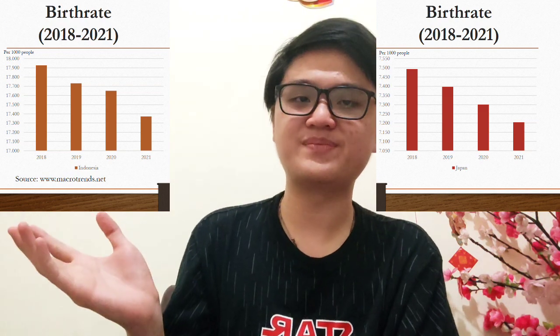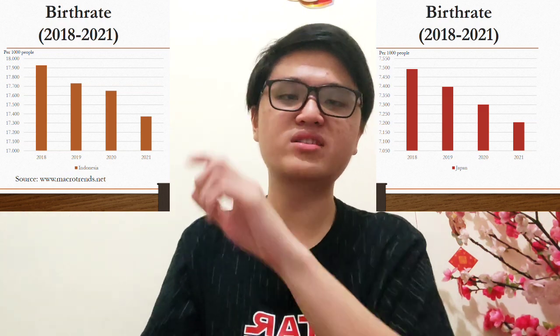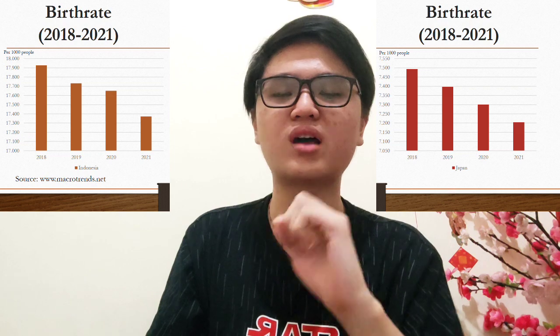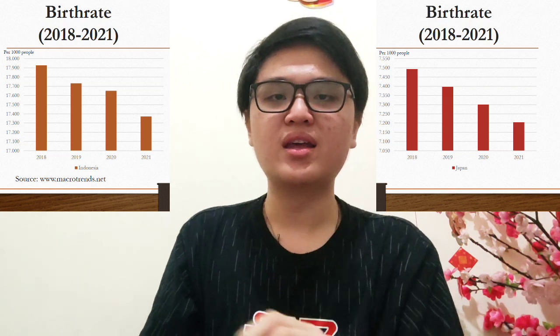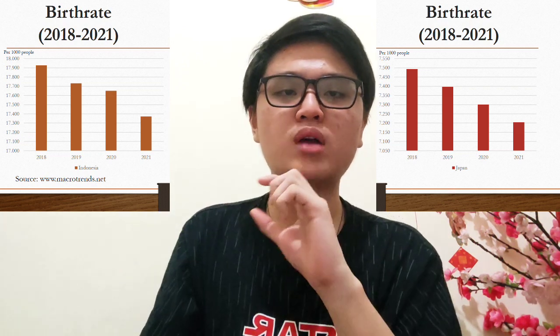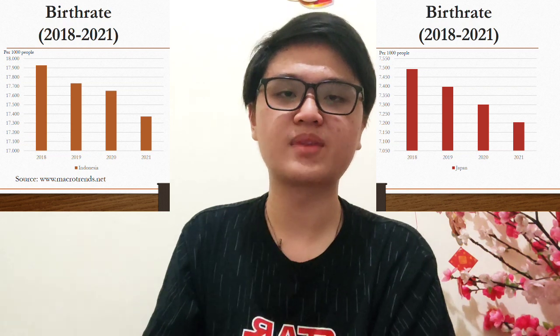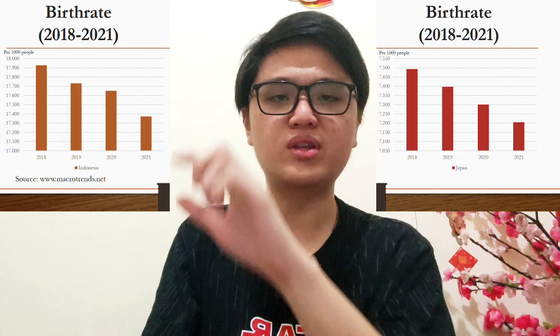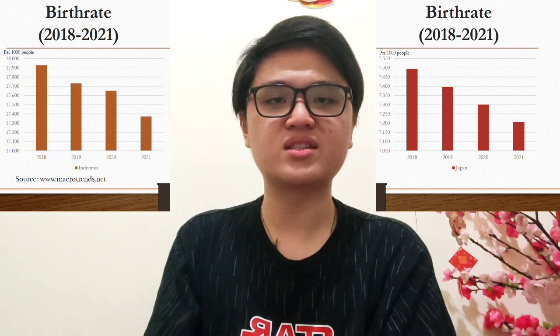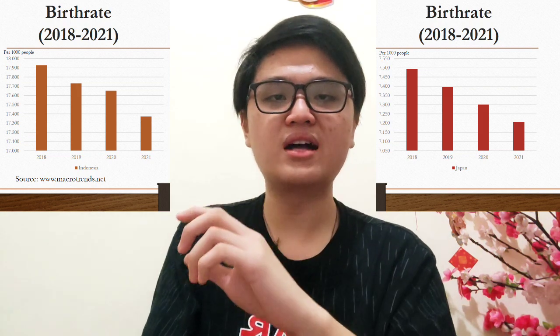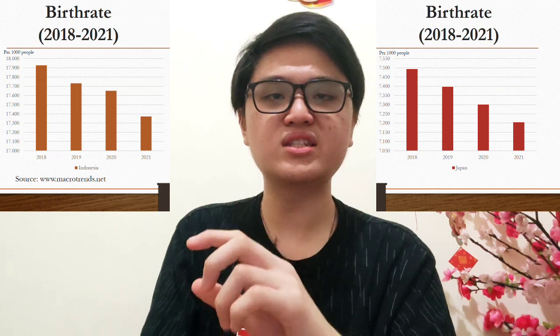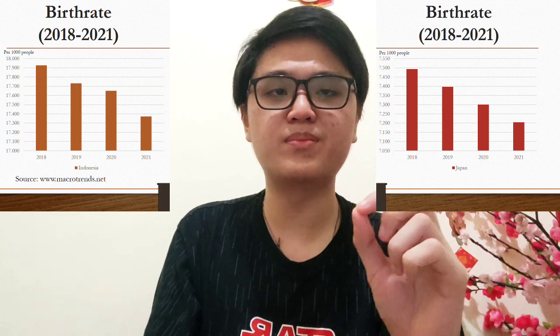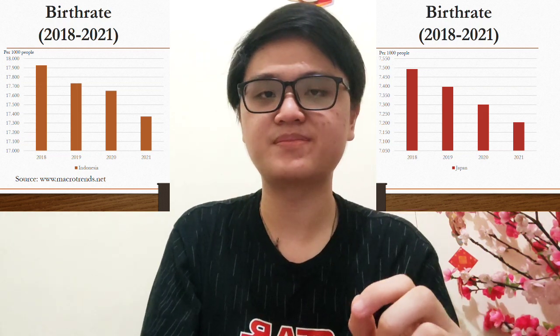In Indonesia, there is a significant decrease of birth rate per 1,000 people from 2020 to 2021. There is almost 300 difference between them. It means that the birth rate decreased by 300 per 1,000 people that live in Indonesia.